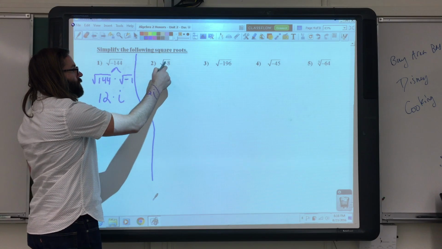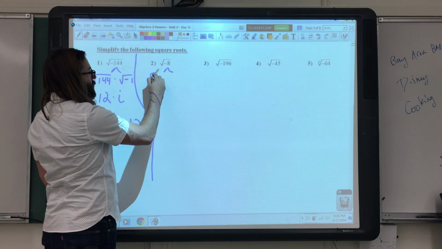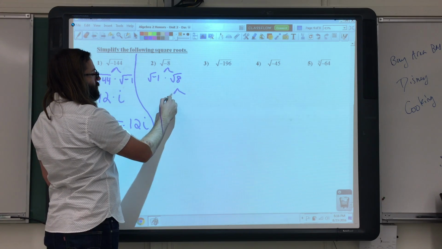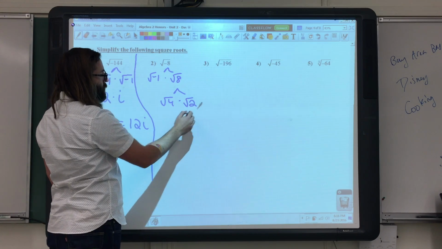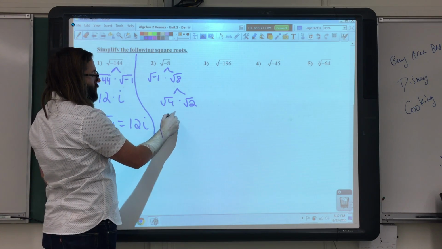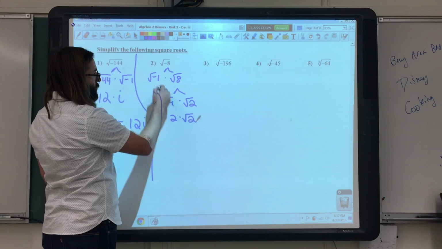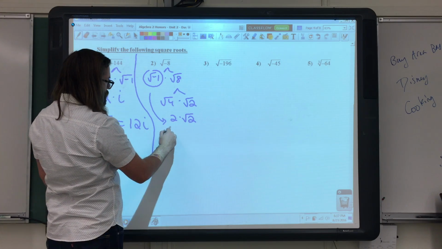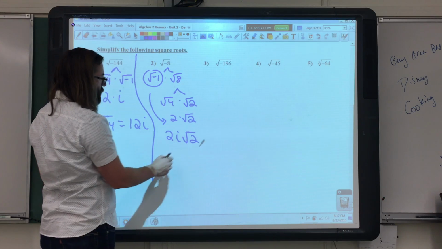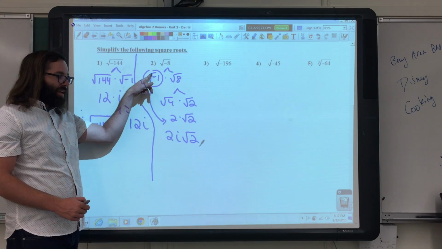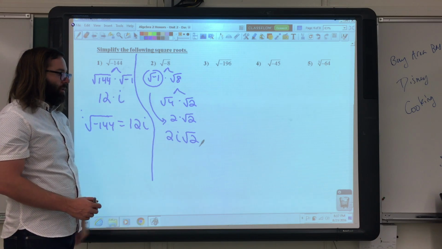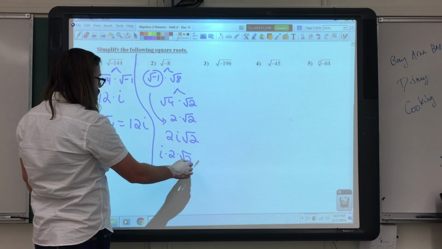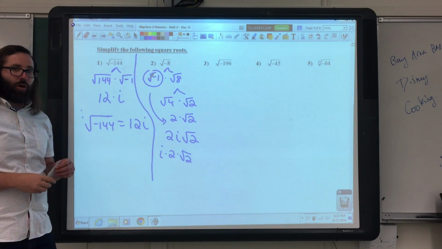Let's take a look. Square root of negative 8, you could do this as square root of negative 1 times the square root of 8, which is square root of 4 times the square root of 2. We know the square root of 4 is just going to be 2. And don't forget your i. So this is going to be 2i times the square root of 2. Remember the square root of negative 1 is i.